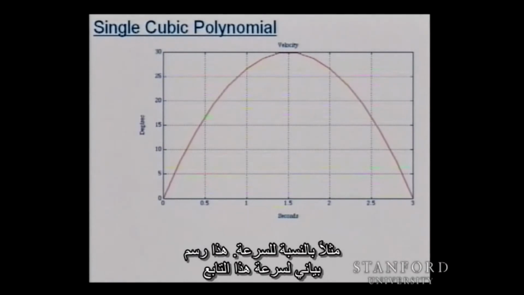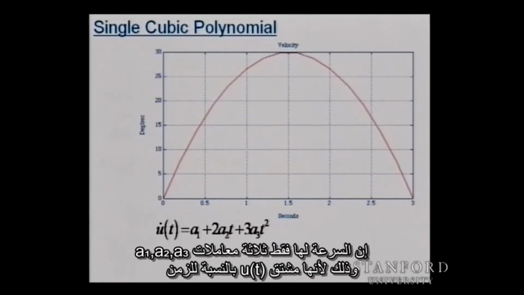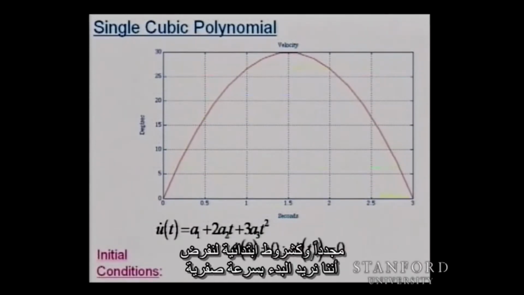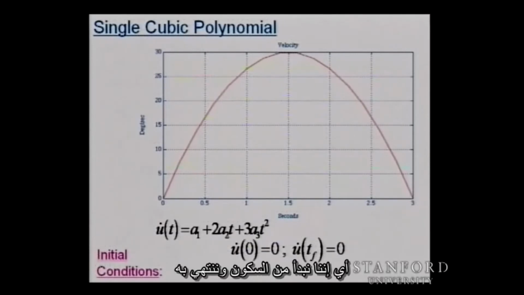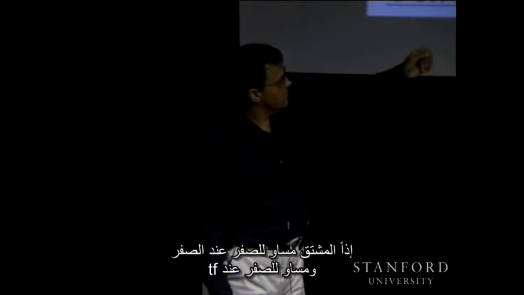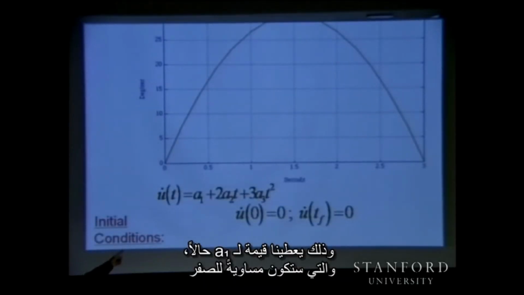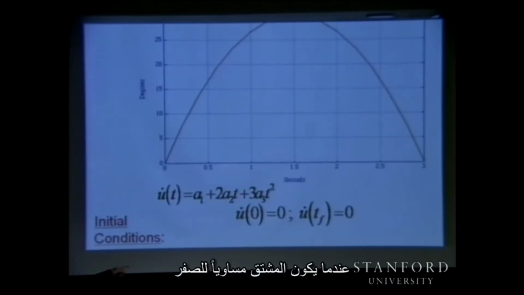This is a graph of the velocity of that function. Now, the velocity has only a1, a2, and a3. That's just the derivative with respect to time. And again, as initial conditions, let's say that we want to start at velocity 0, so start at rest and finish at rest. We will probably not be finishing at rest at the intermediate points, but this is the simplest case. So u dot at 0 is 0, u dot at tf is 0. That immediately gives us a value for a1, which will be 0, and then another equation for a2 and a3.